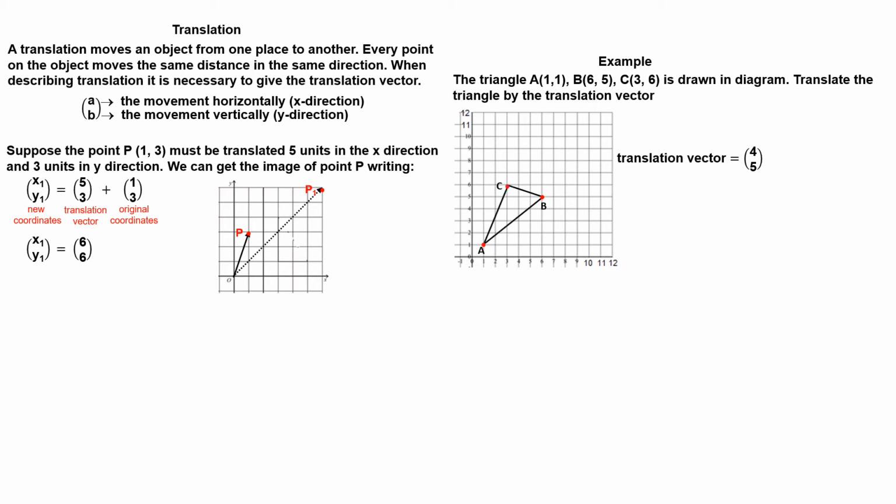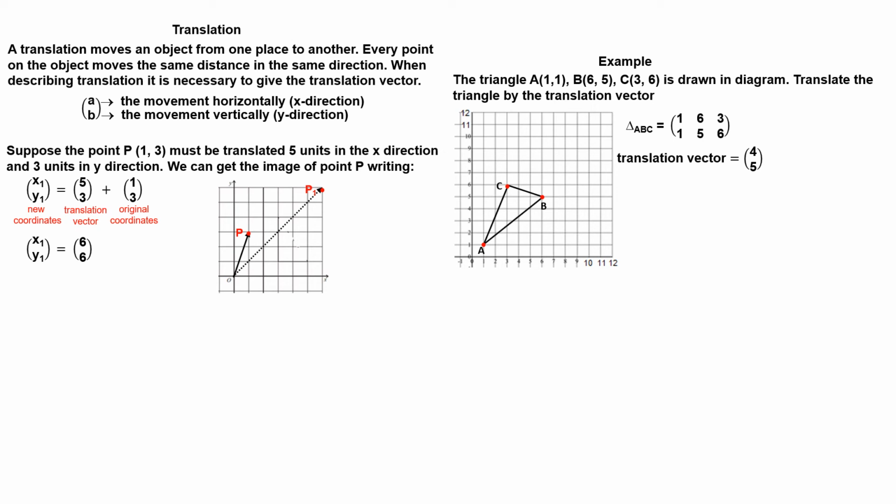This is the matrix representing the coordinates of the triangle ABC. We want to translate the triangle 4 units to the right and 5 units up. In other words, we need to add 4 to all x values to move the triangle to the right and 5 to all y values to move the triangle up.